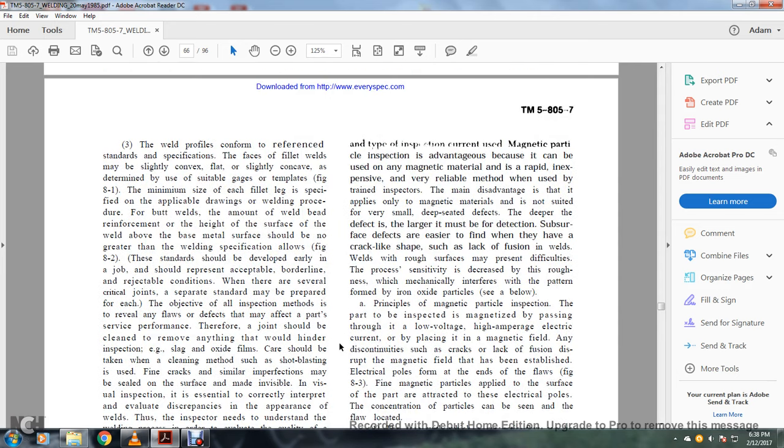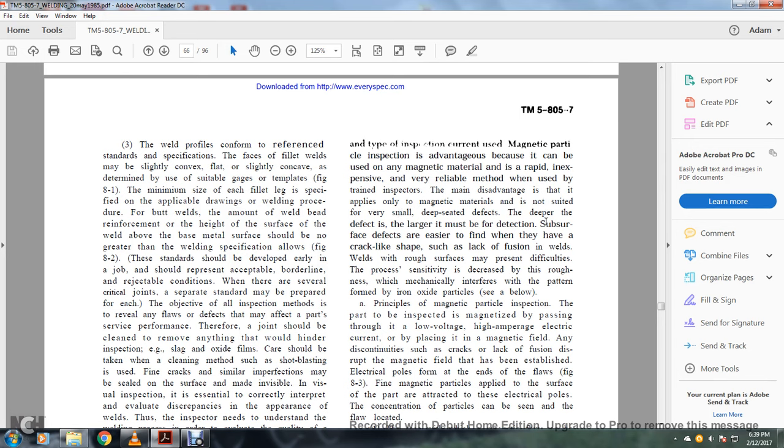Magnetic particle inspection has the advantage that it can be used rapidly and is a very reliable method for inspection. The disadvantage is that it is applied only to magnetic materials. It is not well suited for very small defects that are deep. The larger the defect, the easier it is to detect.